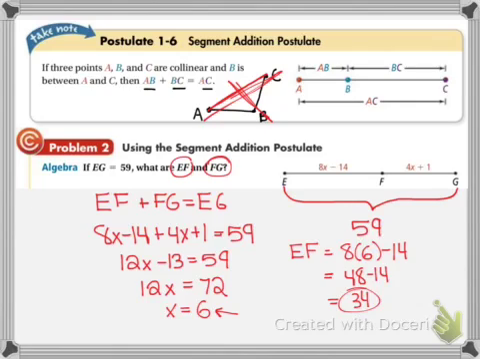And since I'm running out of room, I'm going to do this very small up here, and I'm just going to do 4 times 8 plus 1. Again, you could have done it the other way as well. Okay, so 4 times 8 is 32, plus 1 is 33. So FG here is 33.